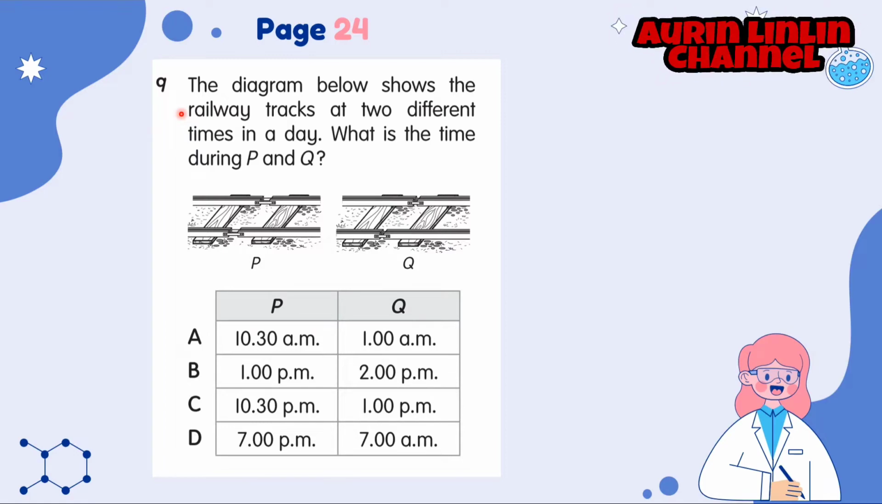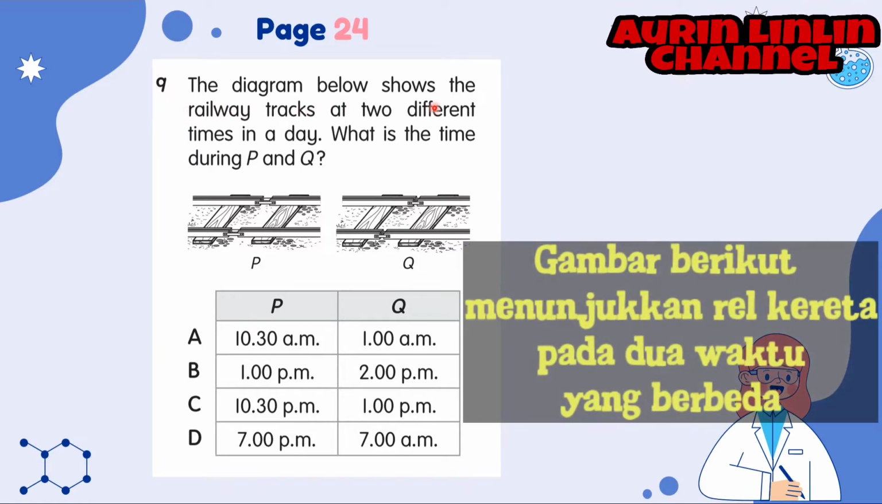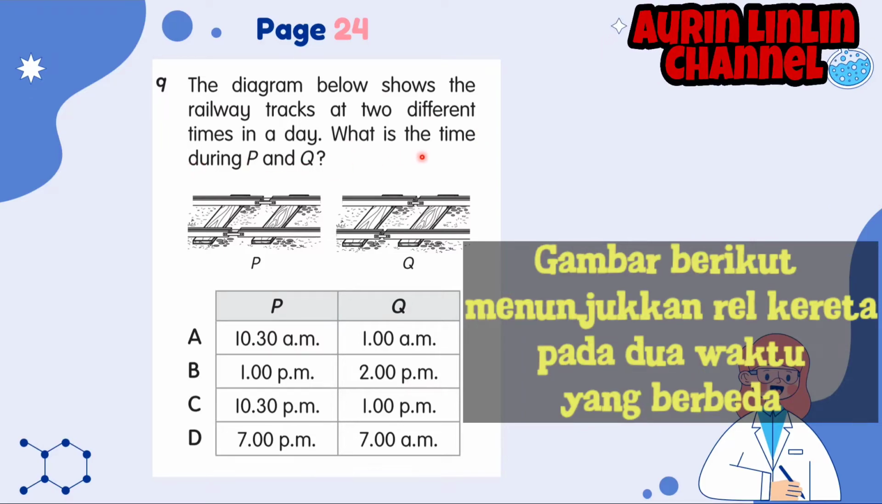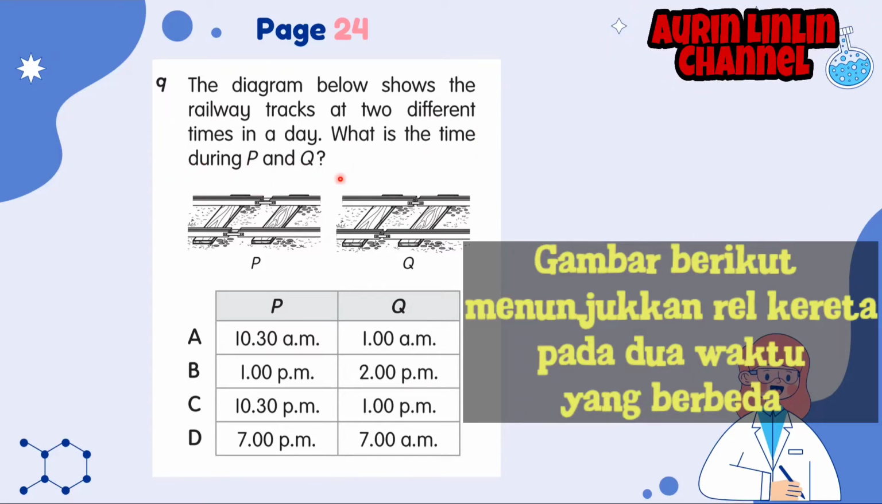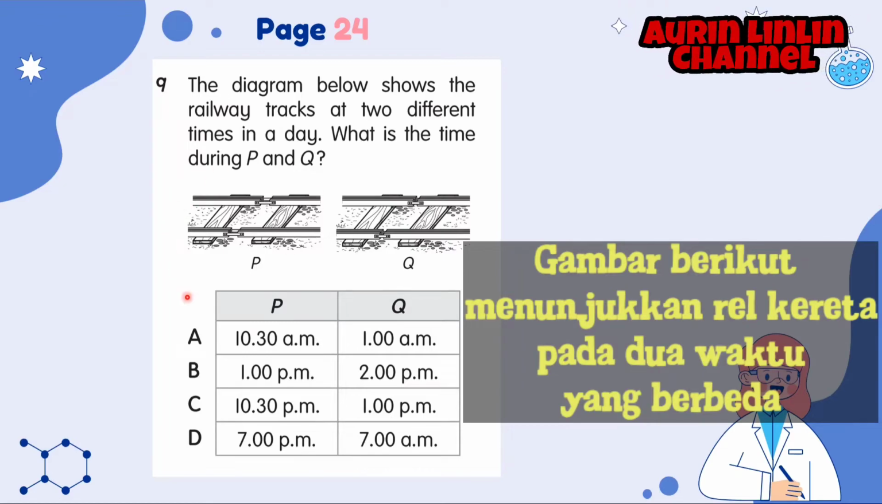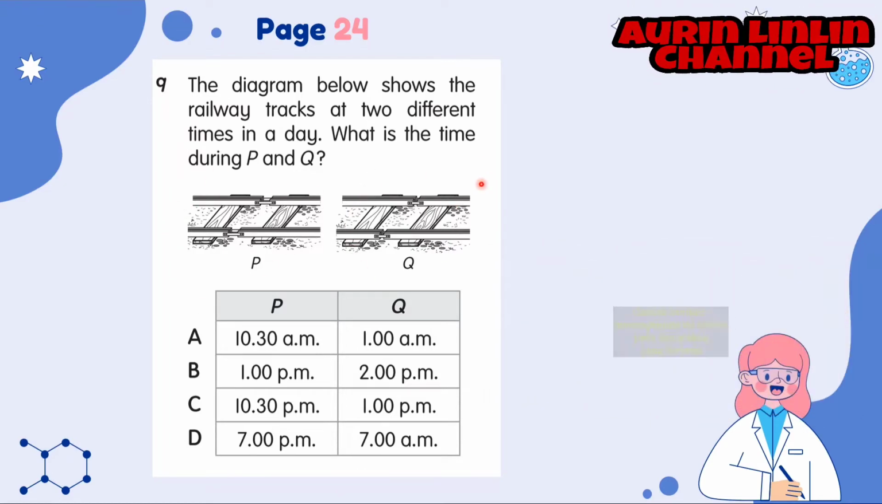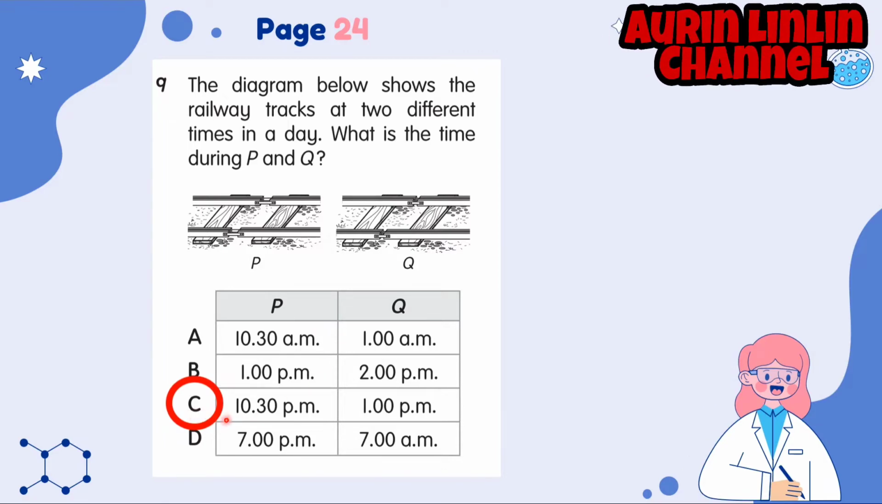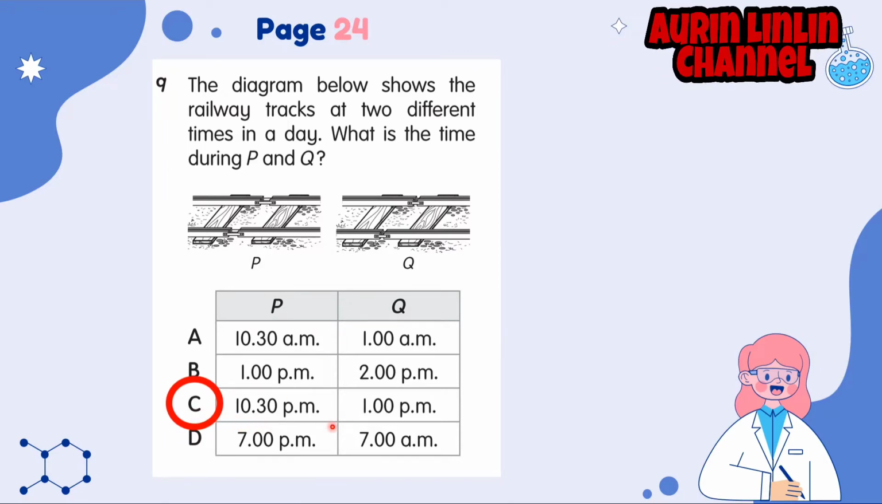Question number 9. The diagram below shows the railway tracks at 2 different times in a day. What is the time during P and Q? Look at the railway tracks and look at the gaps. And the answer is C. At 10:30 p.m. and at 1 p.m.